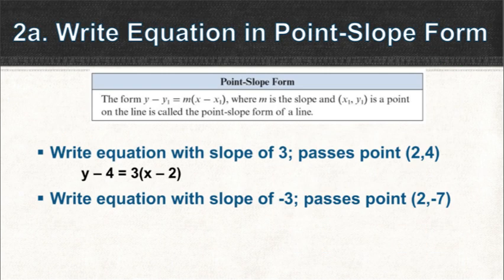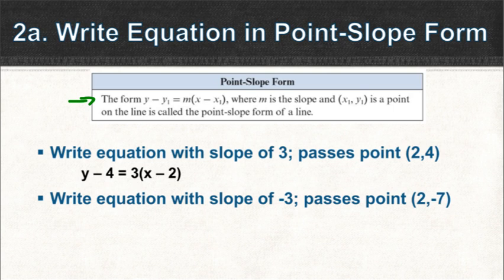Next part of our lesson is writing an equation in point slope form. Point slope form is right here: y minus y1 equals m times x minus x1. M, remember, is your slope. X1 and y1 is the point that you are given.